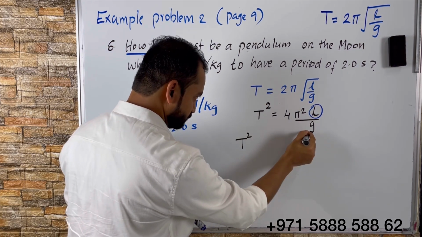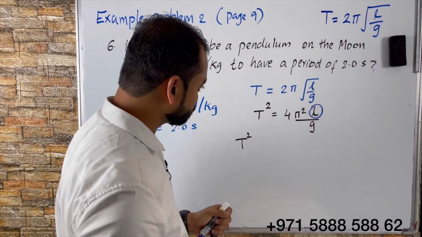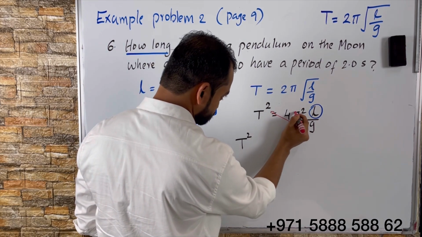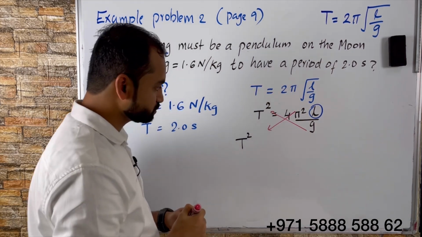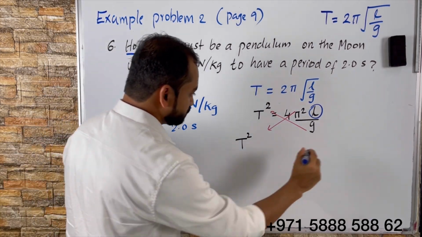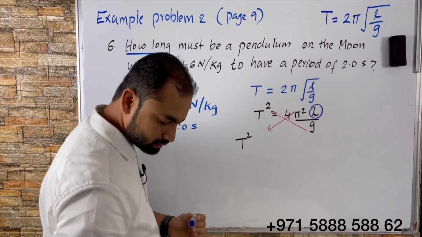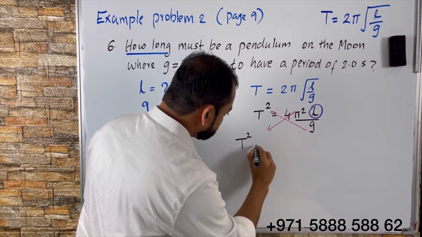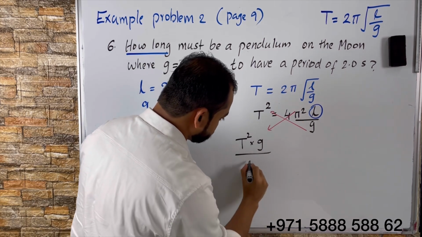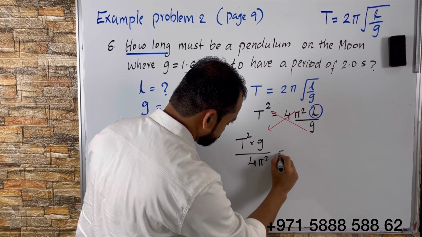So G will, when they cross the bridge, I told many times, they cross like this, right? Like this, these people cross the bridge. So t squared, the G will be here, multiplied G divided by this 4 pi squared will come here, equal to L.